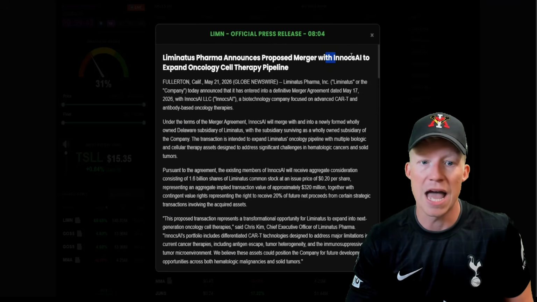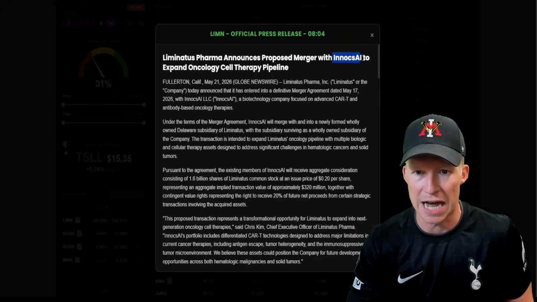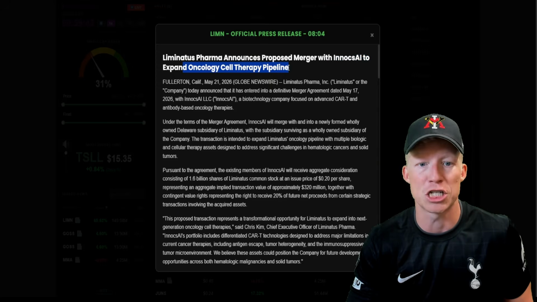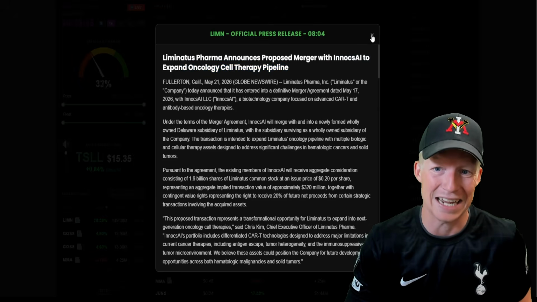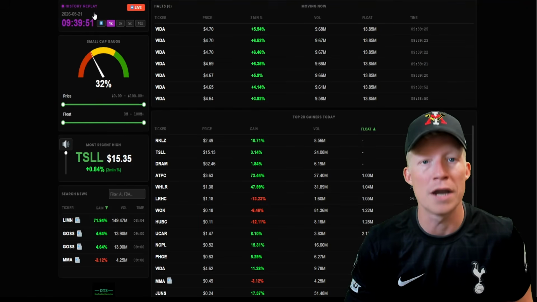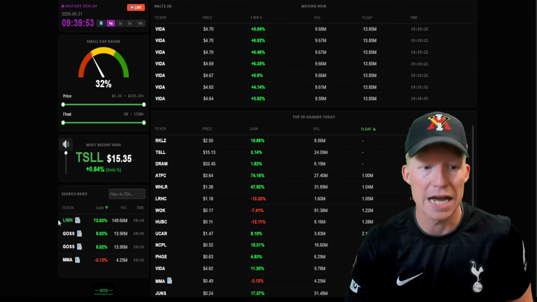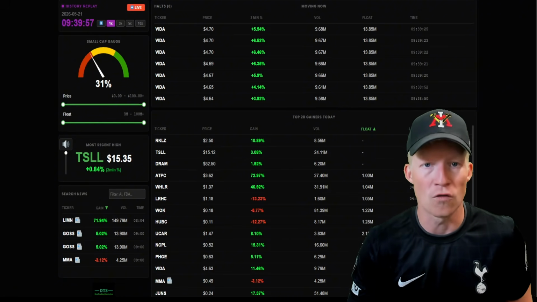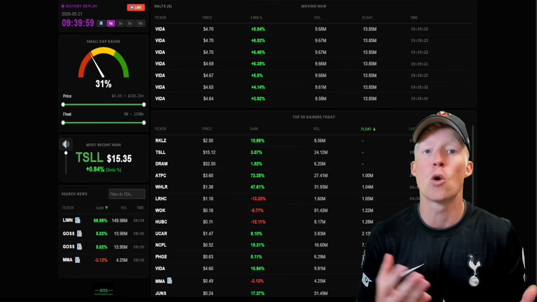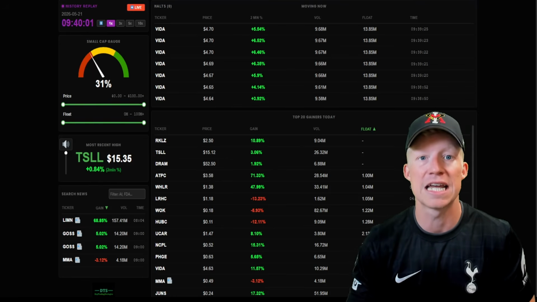This is some AI company, or maybe it's not, a Nox AI to expand oncology cell therapy. Never mind. This is some biotech news that had a stock up 66% on the most recent trading day. I write down this headline, I study it, and I do that for every mover over the last week to help me understand what news is moving stocks now.